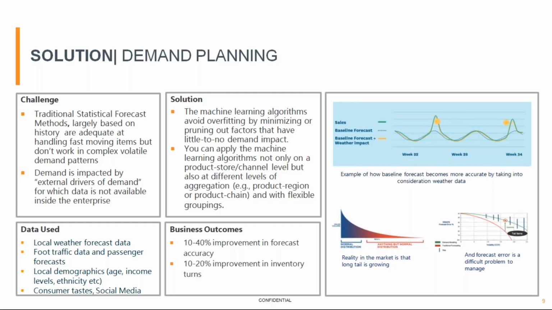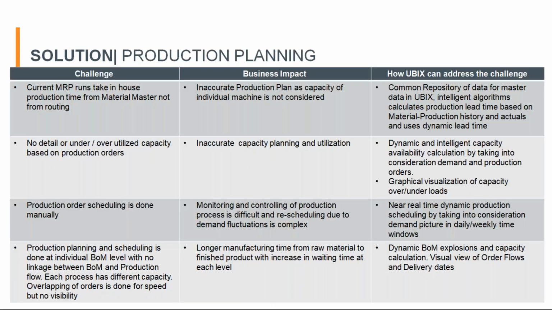Our solution uses data science to combine external and internal data. It avoids overfitting the data by minimizing or pruning out factors that have little or no impact on demand. The solution can apply data science not only at the product store level, but also at different levels of aggregation and with flexible groupings. The value opportunity is significant. Imagine the reductions in working capital requirements if a company can improve their forecast accuracy by 40% and increase inventory turns by 20%. For manufacturers, production planning is another high value use case.